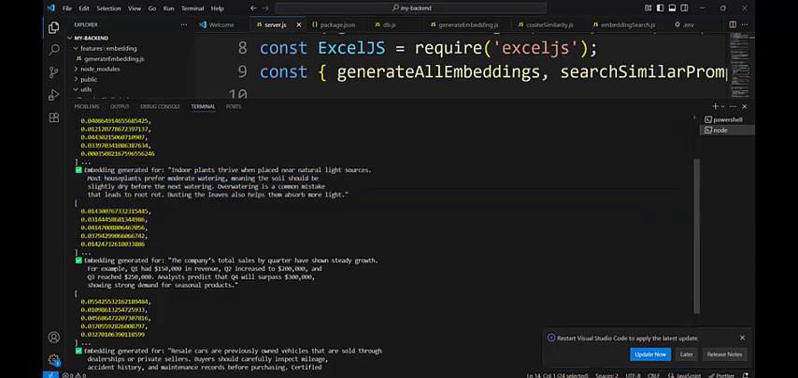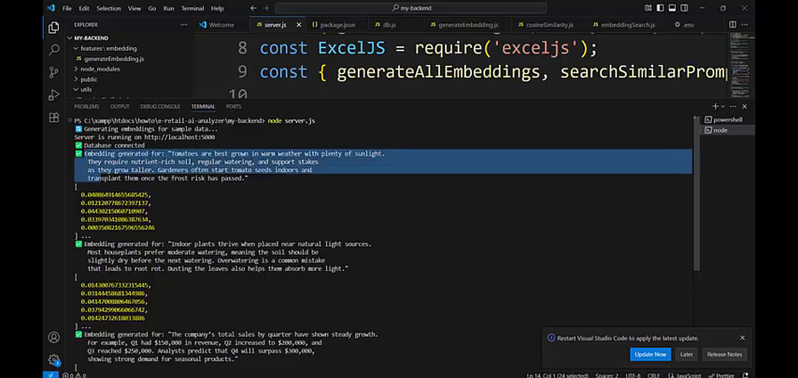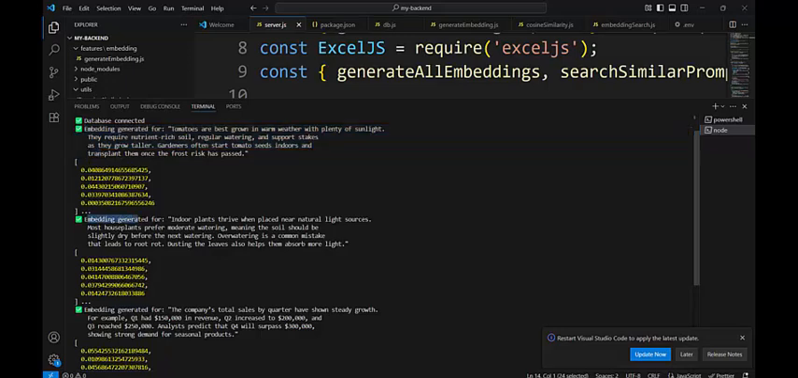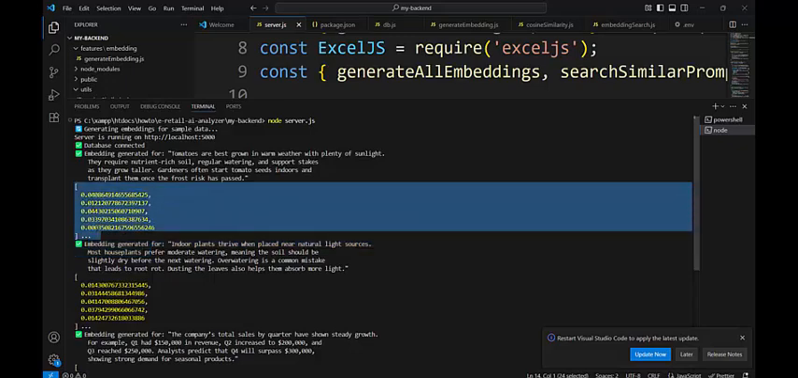It is text, our text. Embedding generating for tomatoes. Tomatoes are best grown. Embedding generated for indoor plants, etc. And here is one vector for all that text. Only one vector, not a vector for every token, but one vector.